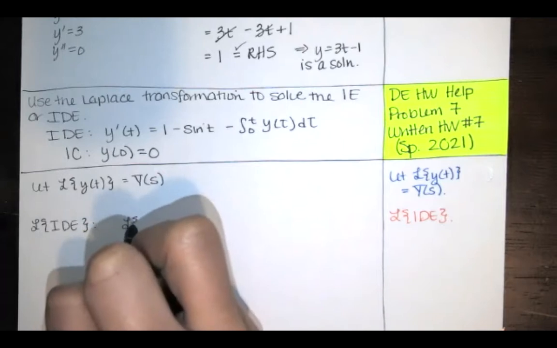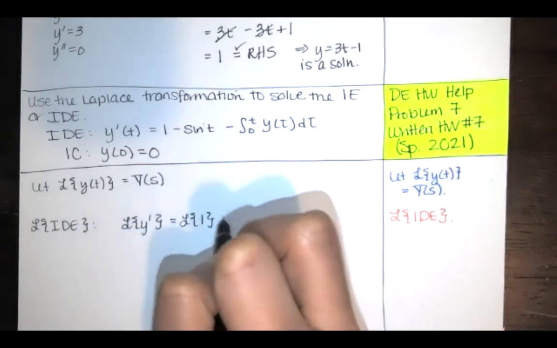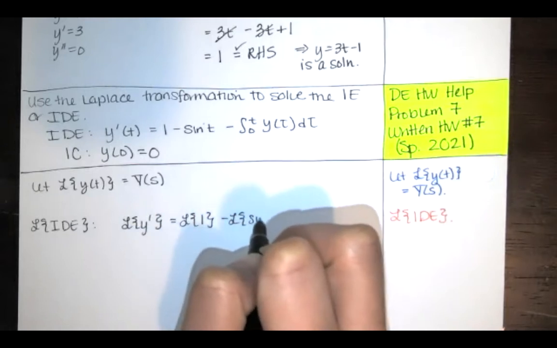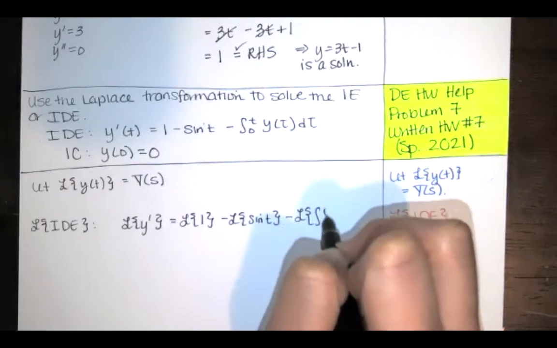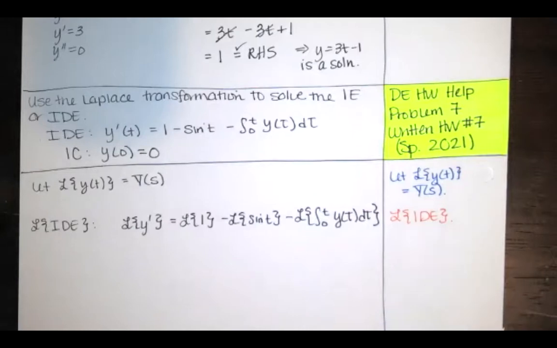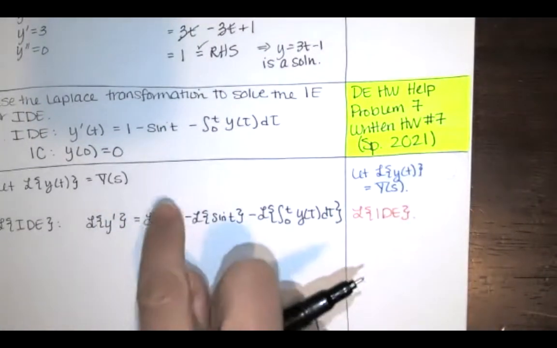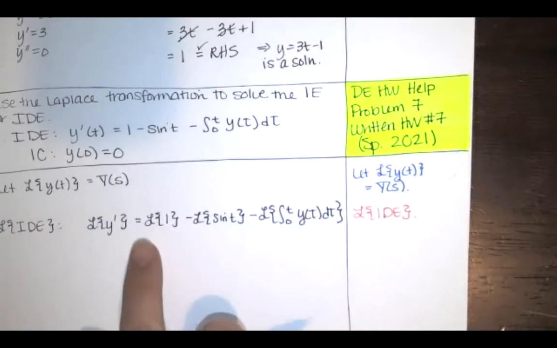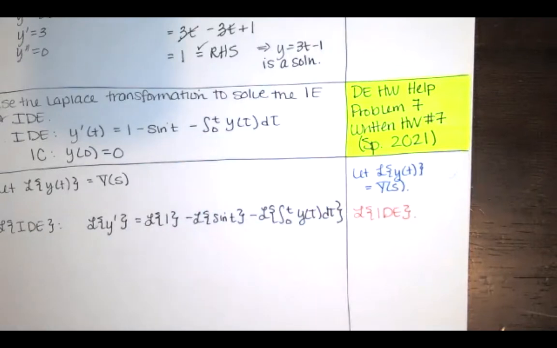So we have the Laplace transform of y prime equals the Laplace transform of 1 minus the Laplace transform of sine of t minus the Laplace transform of this integral, because the Laplace transformation is a linear operator. Because of that property, the Laplace transform of the left-hand side is just this. We can factor out the constants and apply the Laplace transform to each of those explicit functions of t.